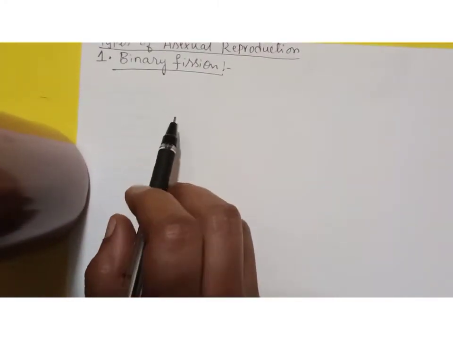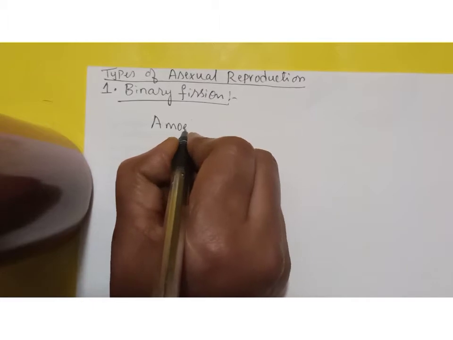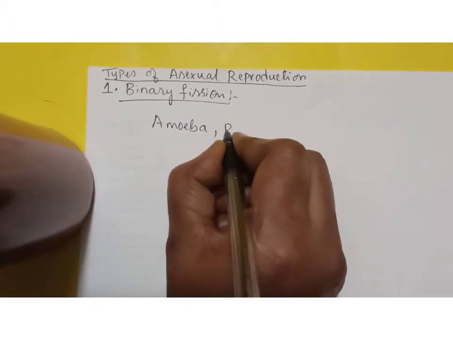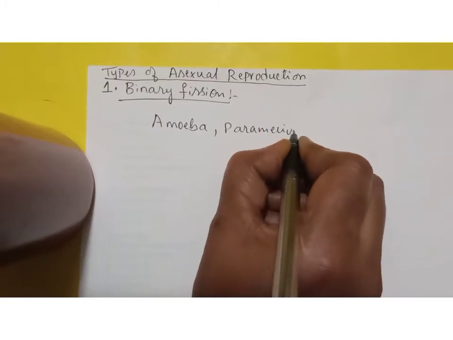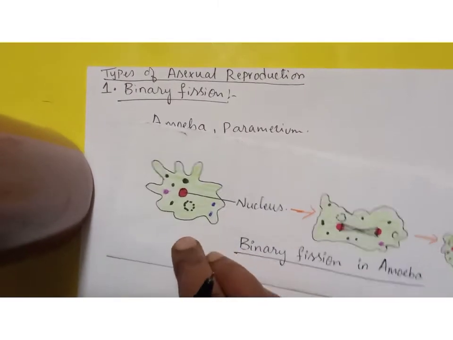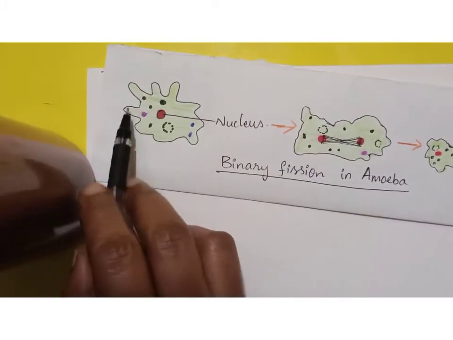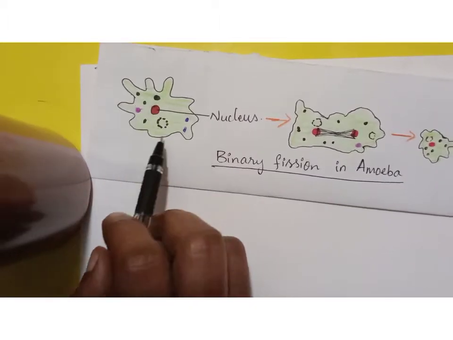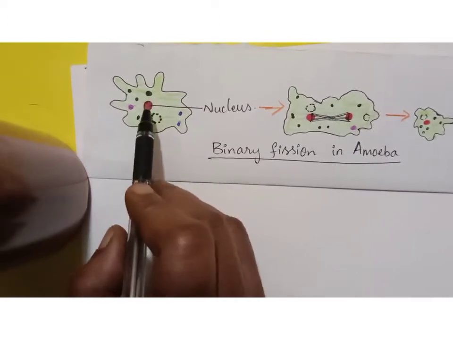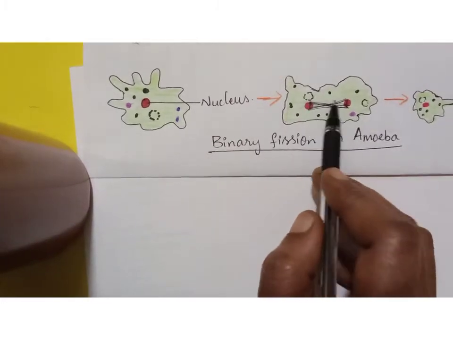So types of asexual reproduction, in that the first one is the binary fission. So the binary fission is very common in the lower organisms like amoeba, paramecium, etc. So how it takes place means, here the single cell itself is a body of an organism. Here the nucleus will get elongated, and the elongated nucleus will further undergo division.